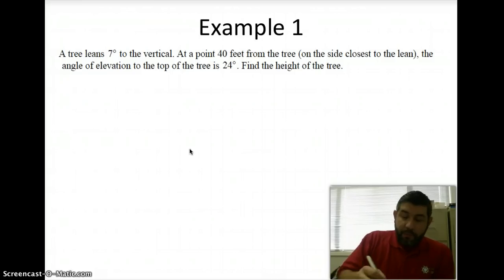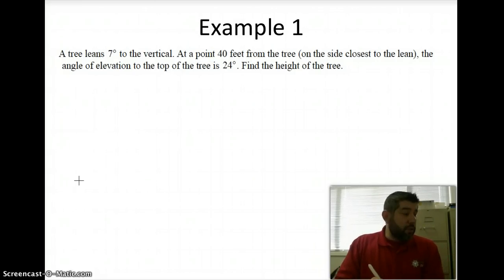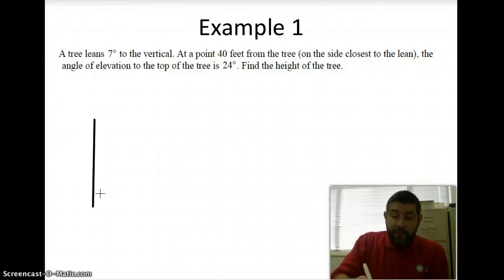Example 1. I'll let you read that. Let's go ahead and draw a triangle. Now, this says that it's 7 degrees to the vertical. So if this was the vertical, my tree would be about 7 degrees from that vertical. So let's draw the tree here. That would be 7 degrees from the horizontal. We want 7 degrees from the vertical, so that's about right here. So this angle right there is 7 degrees.